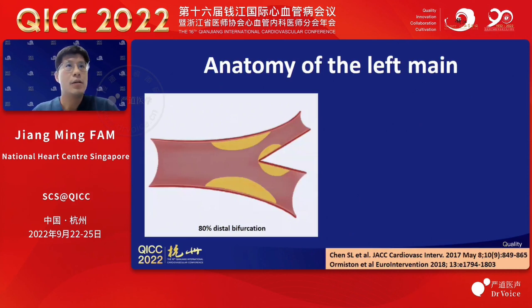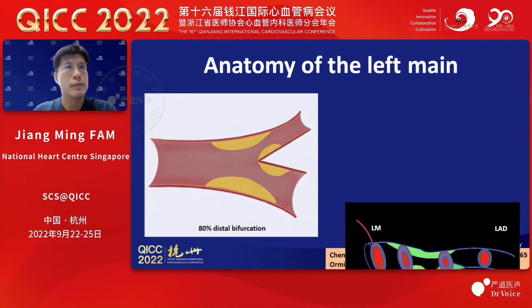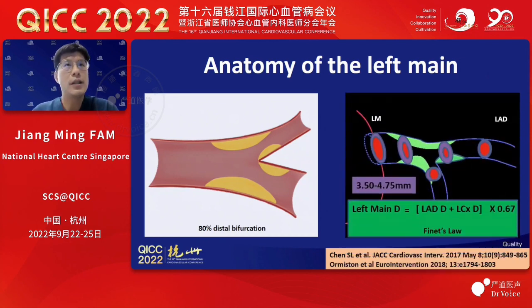Now, with regards to the anatomy of the left main, two main features are emphasized here. There's distal bifurcation involvement 80% of the time. The implication is that one frequently needs to consider bifurcation stenting, especially if there's significant disease in the ostial circumflex. The median diameter of the left main ranges from 3.5 to 4.75 millimeters, so it's less likely for the left main to be anything less than 3 millimeters.